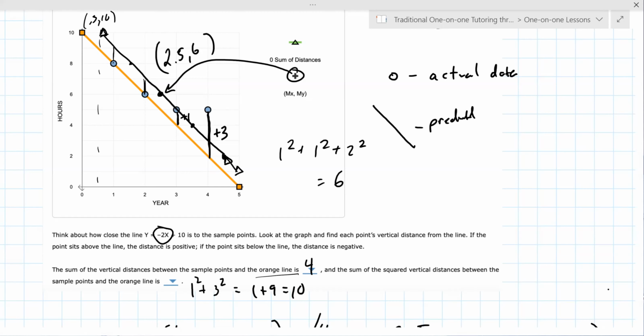The line you plotted that has a sum of the distances equal to 0 is the third bubble there, because it's like down 1, up 2, so they cancel out.